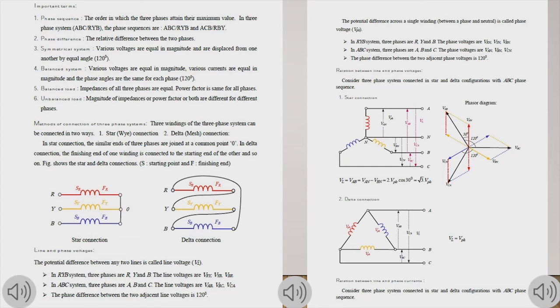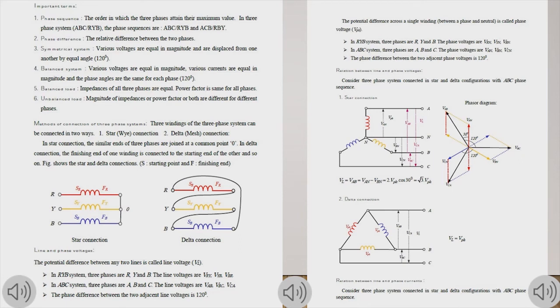Line and phase voltages. The potential difference between any two lines is called line voltage VL. In the RYB system, the three phases are R, Y, and B. The line voltages are VRY, VYB, and VBR. In the ABC system, the three phases are A, B, and C. The line voltages are VAB, VBC, VCA. The phase difference between the two adjacent line voltages is 120 degrees.